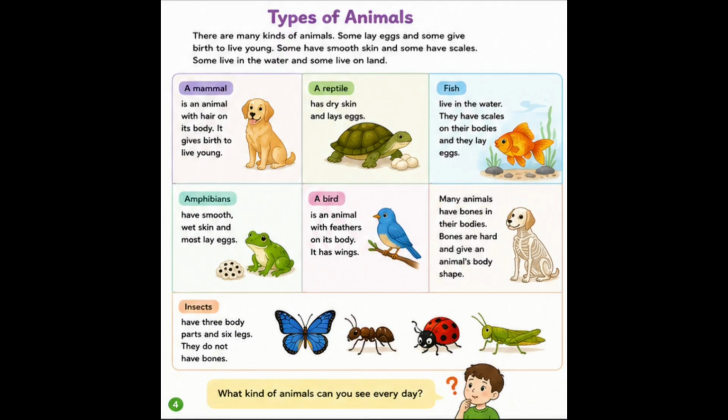Many animals have bones in their bodies. Bones are hard and give an animal's body shape. Insects have 3 body parts and 6 legs. They do not have bones. What kind of animals can you see every day?